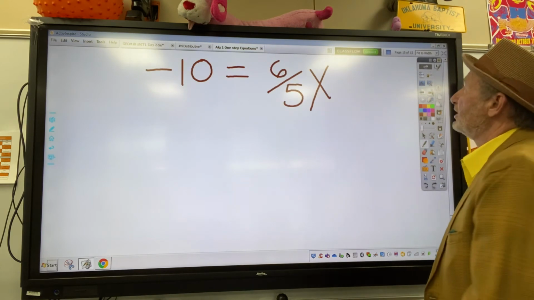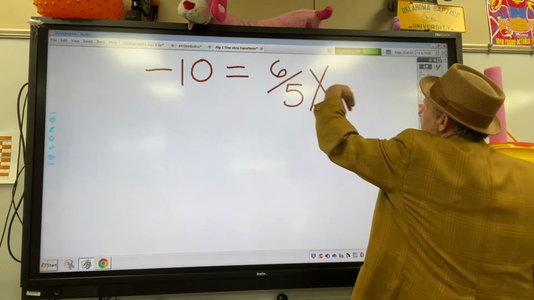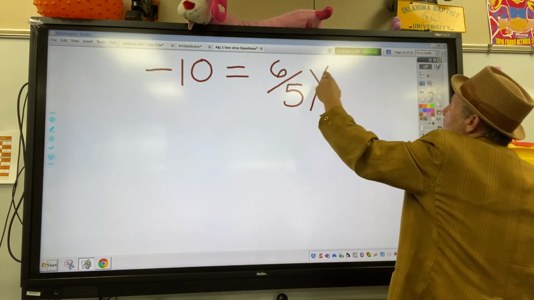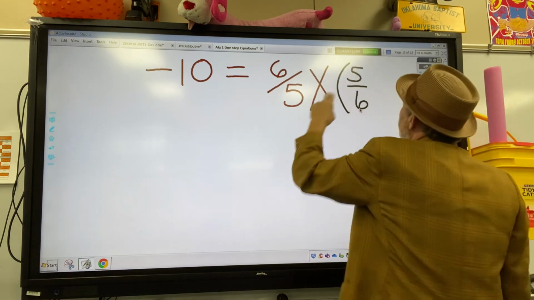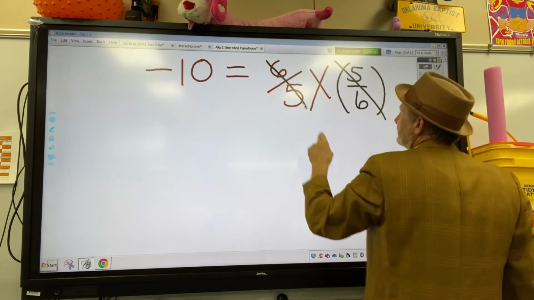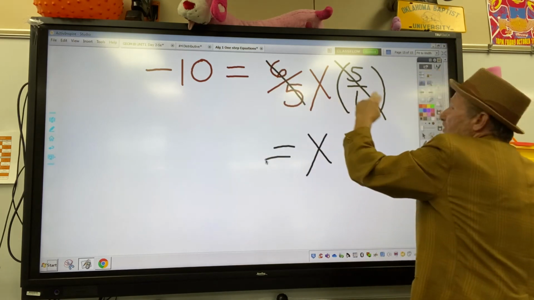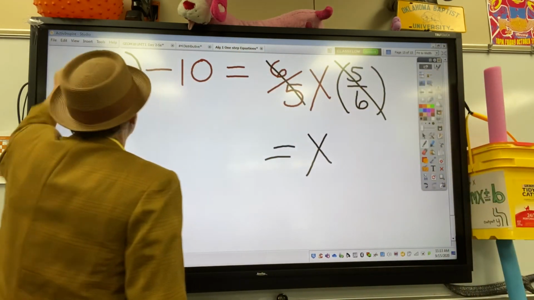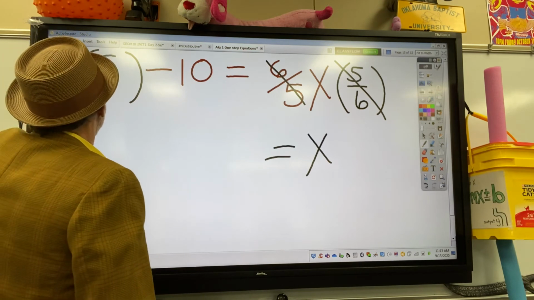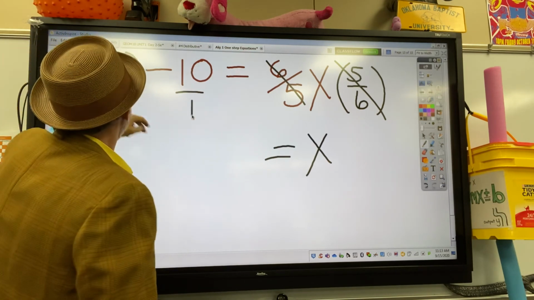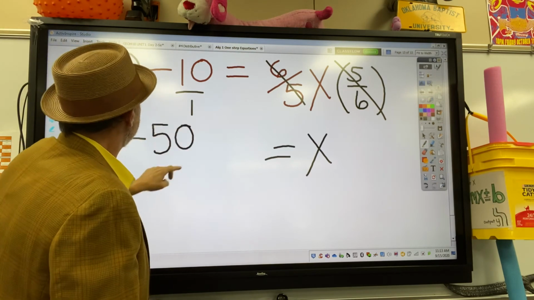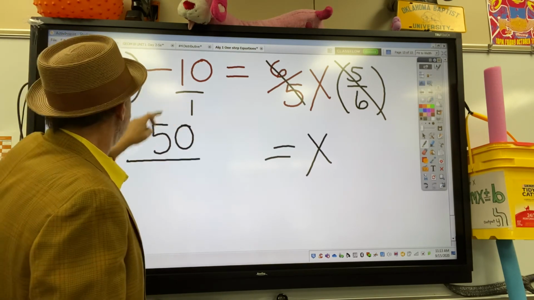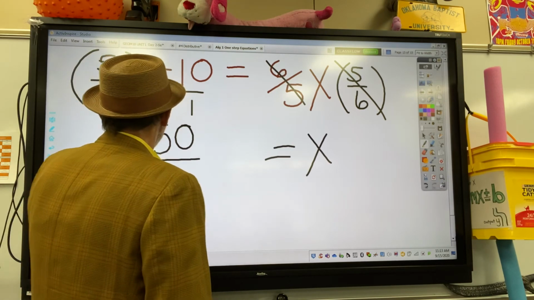Okay, what do I have here? 6/5 x. Since that's to divide, I got to multiply by the reciprocal, 5/6. That cancels out and gives me x. Now, what you do on one side, you got to come over and do on the other. 5/6, I'm going to make that over 1. 5 times negative 10 is negative 50. 6 times 1 is 6.